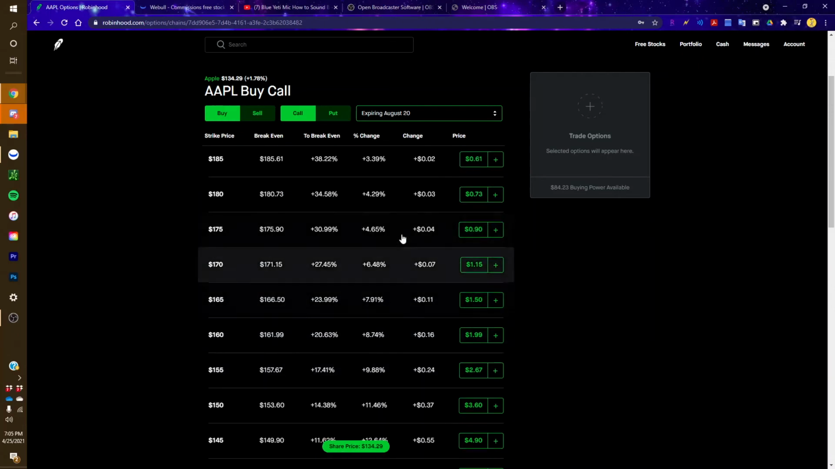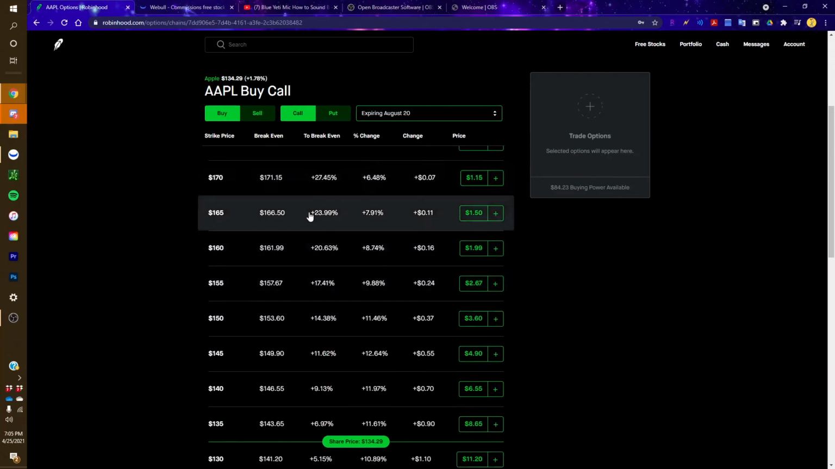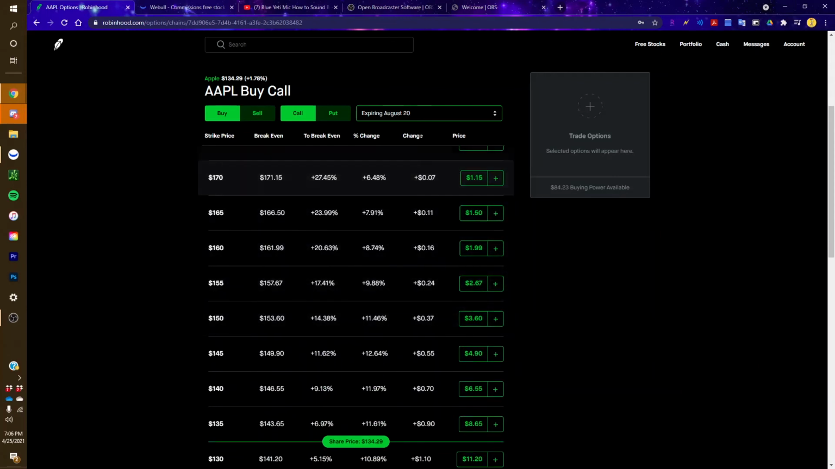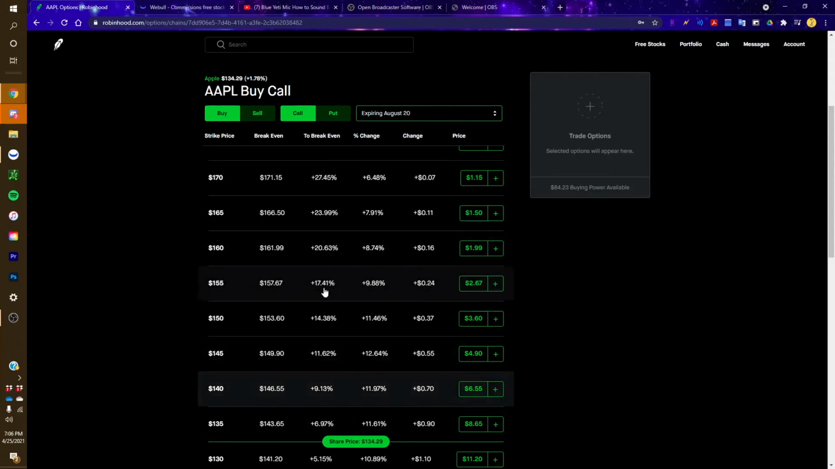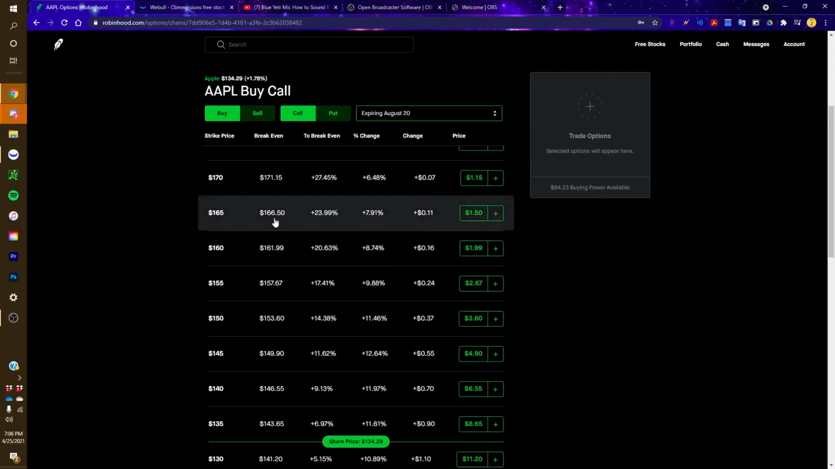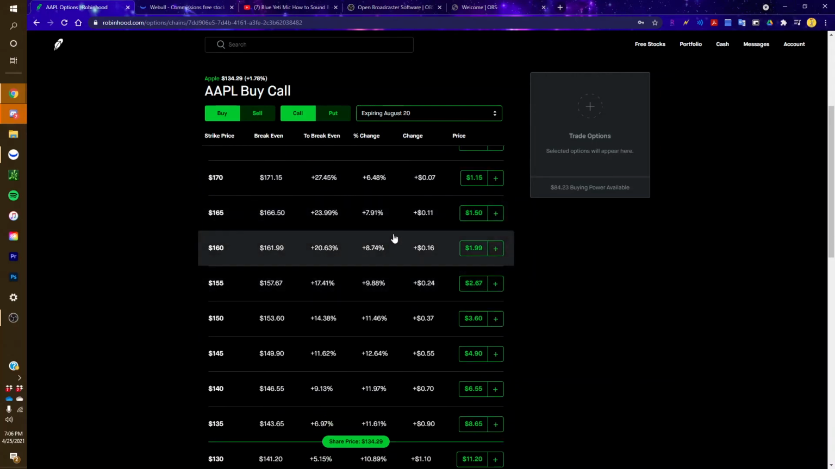Even when it gets farther out the money, it's still a little bit expensive. That's a $40 move in a few months. So 4 months, a $40 move. It's not likely, but anything's possible. But a drastic move is not usually likely, and most people can't really predict a drastic move. So you're paying for time when you get really out here with these later dates and these farther strike prices.